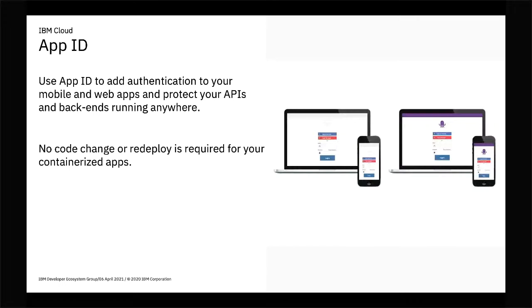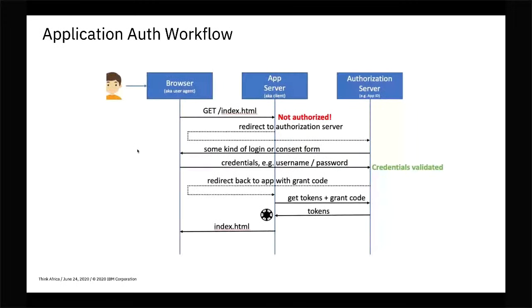Now, let's talk about authentication and authorization a little bit. So what really happens when you try to access an application, or a part of an application, which is protected with authentication, right? This is the normal authentication workflow. Let's say there is an HTML page which you are trying to access, which is protected. So you make the request to this URL.